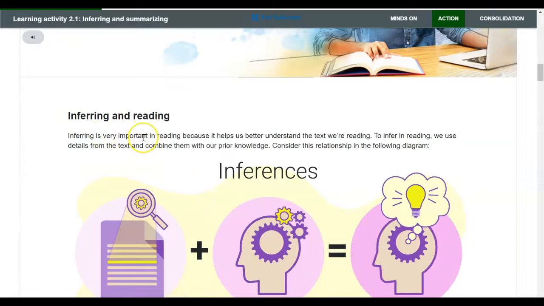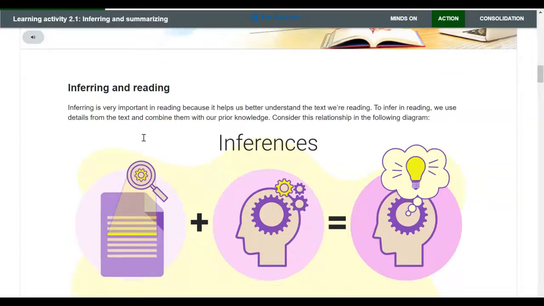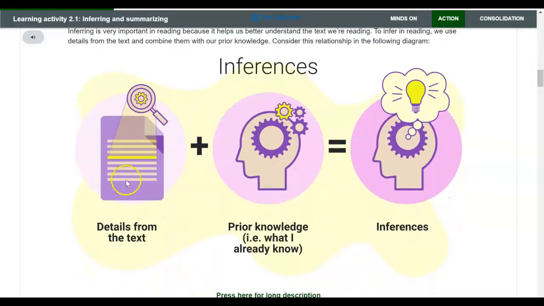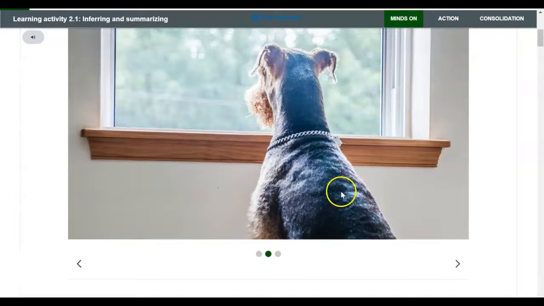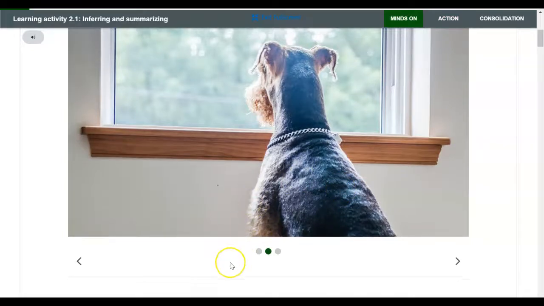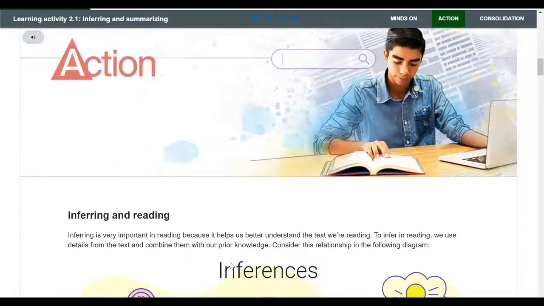So when you're thinking about inferring and reading, it's really important for basically everything that you read to have some inferences. So you're going to look at the text and see the details from the text, and then you're going to put your prior knowledge of what you already know into that, which would then lead to inferences. So if you look at the picture above of the dog, what do you know about the dog? What about dogs in general? So what are you inferring, even though it's not written there? You're just looking at it.